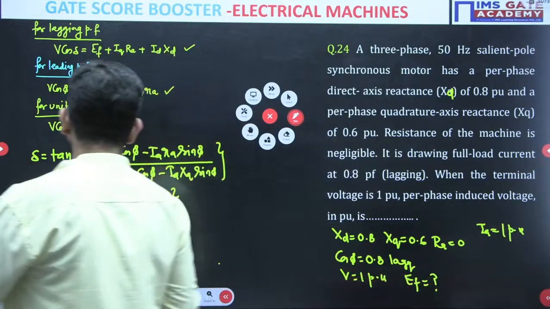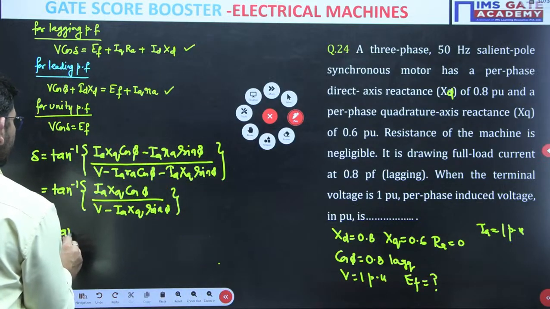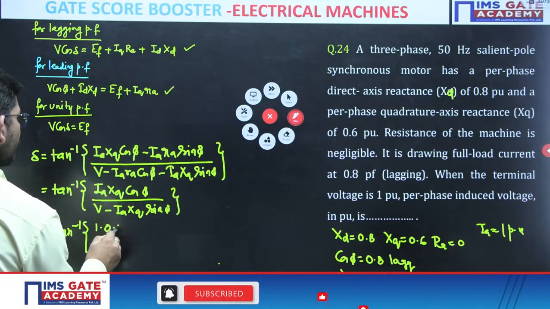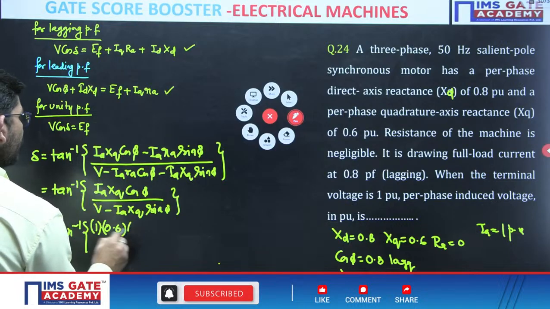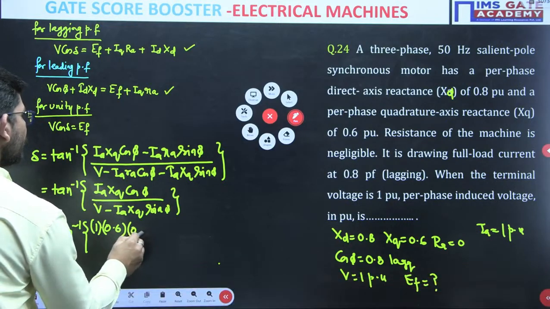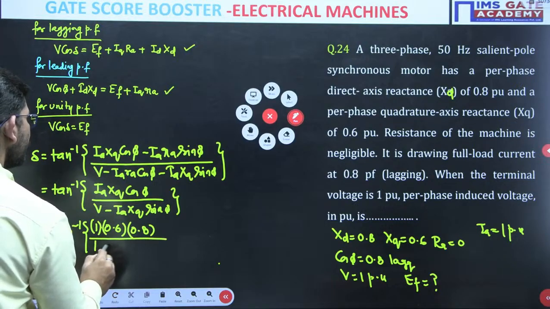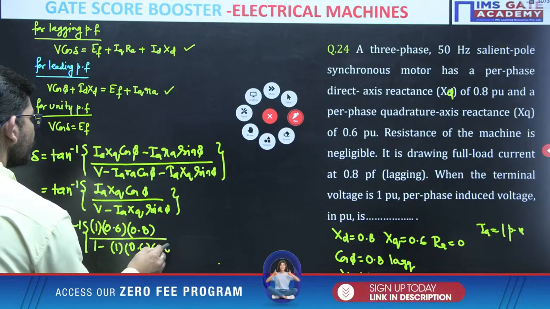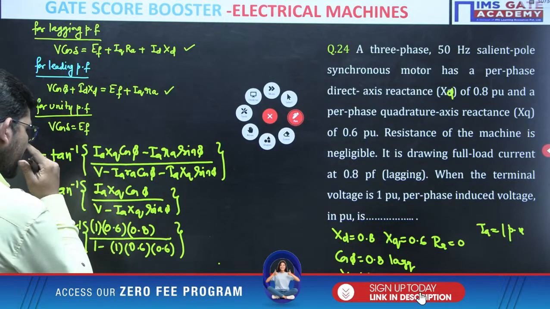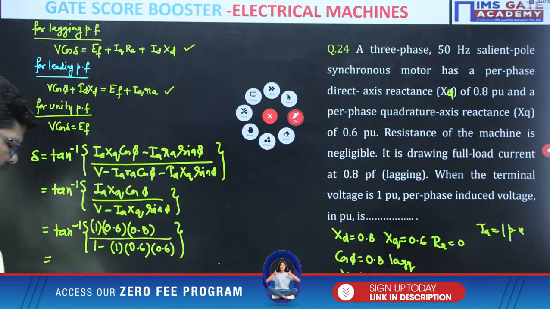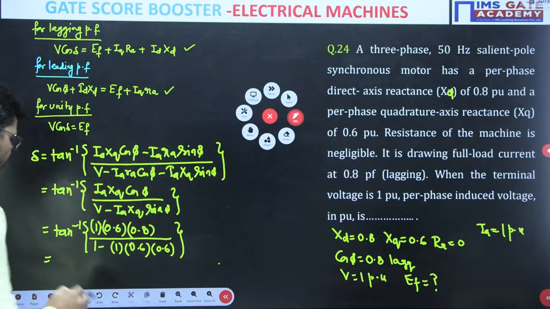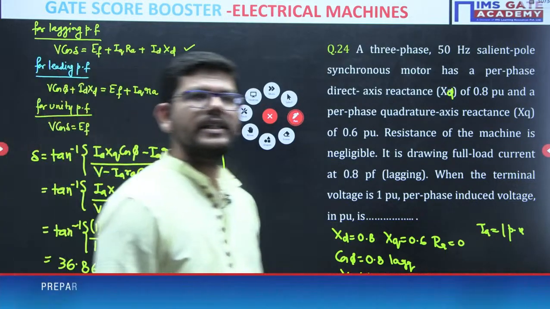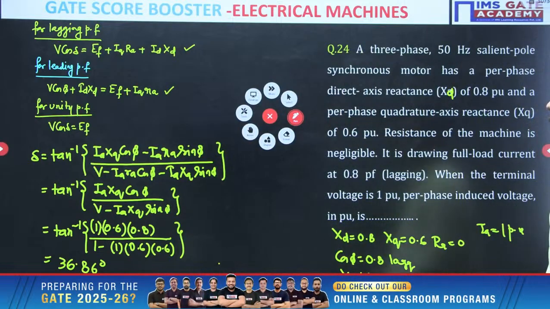So now write tan inverse, IA is 1, xq is 0.6 and cos phi is 0.8, divided by V is 1, I is 1, xq is 0.6, sin phi will be 0.6. If cos phi is 0.8, sin phi will be 0.6. Then what value of del you will get? The value of del that I am getting is 36.86 degrees. That will be the value of del.